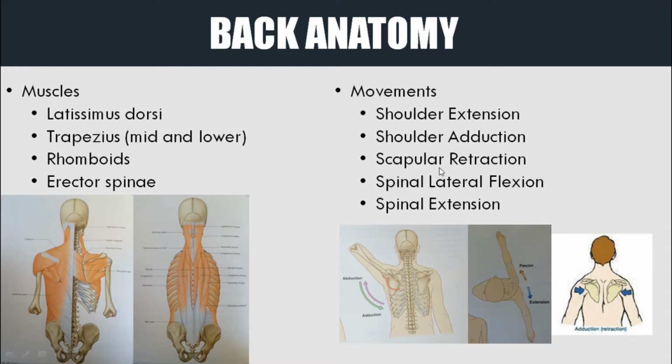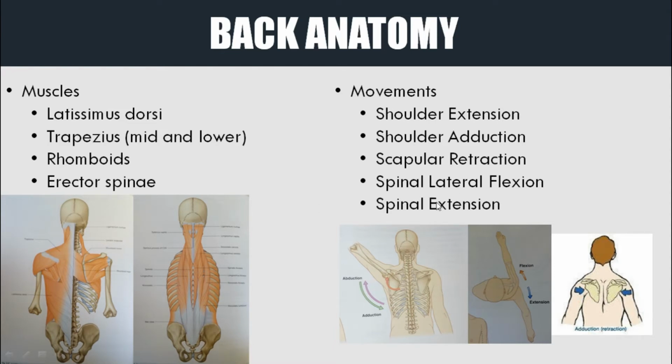A big one here is scapular retraction. If we have a look at this diagram here, it's when you squeeze your shoulder blades back and together. So imagine pulling your shoulders back and showing your chest. That's scapular retraction, and that's going to be a big movement that is performed by the rhomboids and then the middle and lower traps.